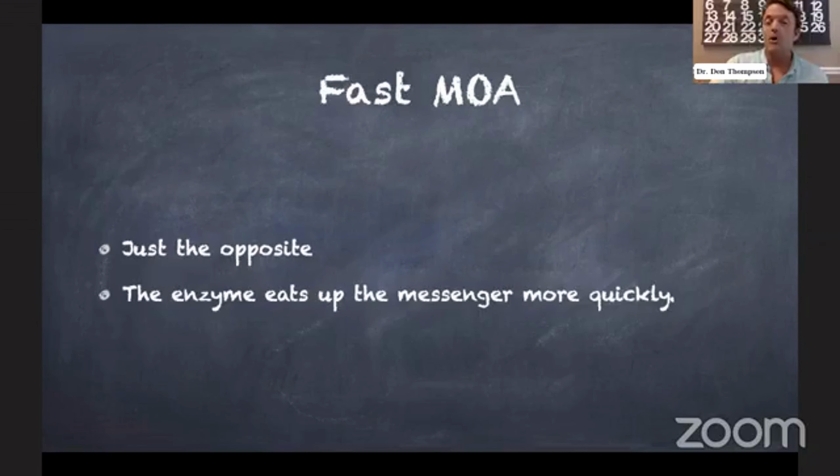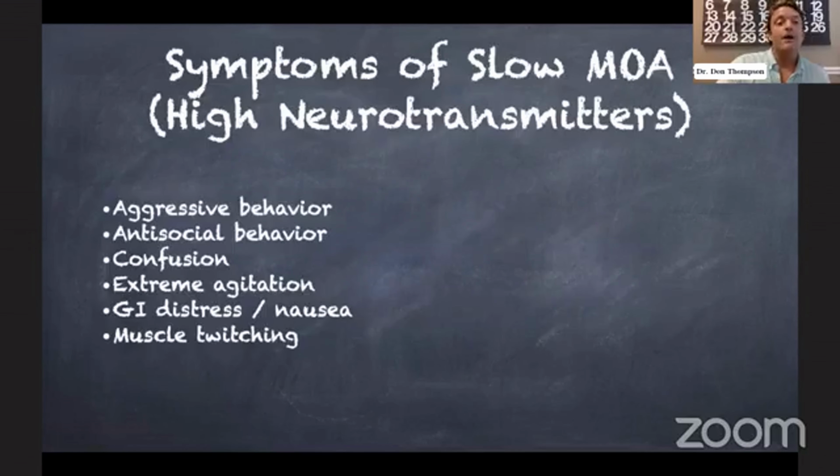So with the faster, more degradation. Okay, so what are some symptoms of that slow? That means high neurotransmitter levels, right? So you can have aggressive behavior, antisocial behavior, confusion, extreme agitation, and that's not necessarily aggressive, but you can be agitated, right? Not necessarily the same thing. GI distress and muscle twitching.